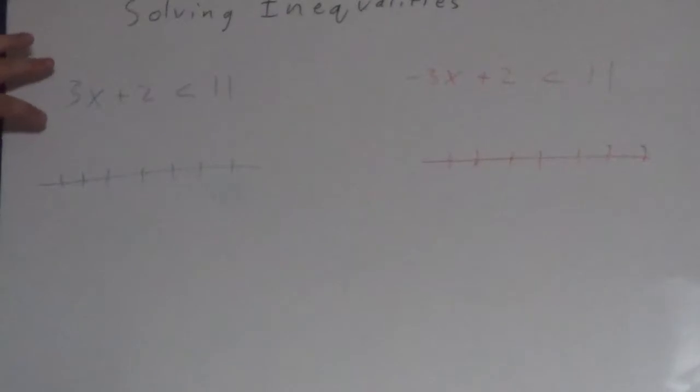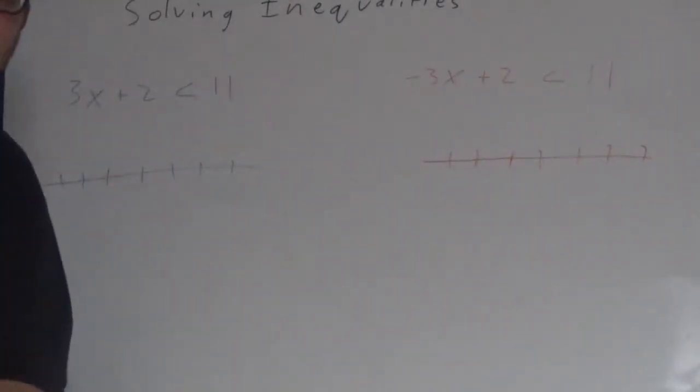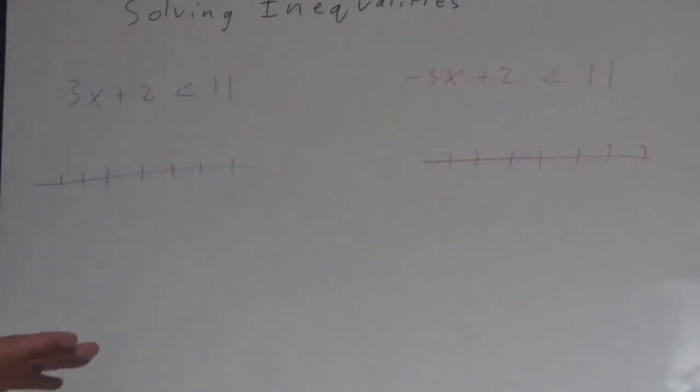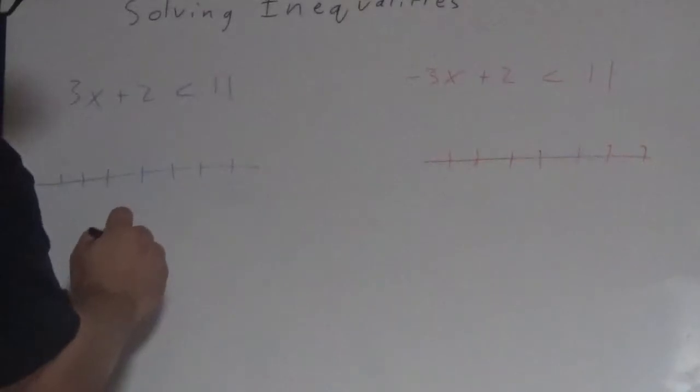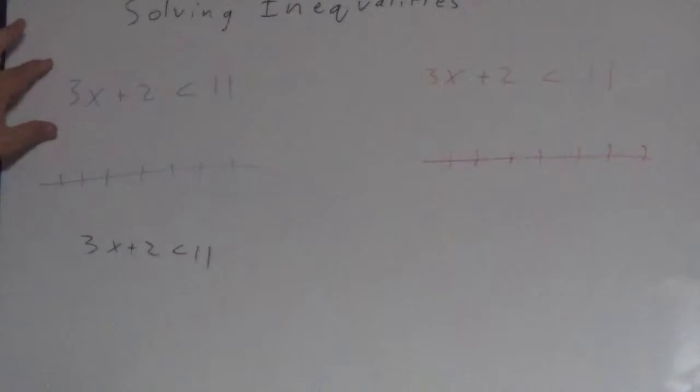The first one I have says 3x plus 2 is less than 11. And the second one says negative 3x plus 2 is less than 11. Looking at these two, you'll see the difference between equations and inequalities. So I'm going to do the first one. I'm going to work it out down here. So you see the inequality, I rewrite it and I'll work it out down here.